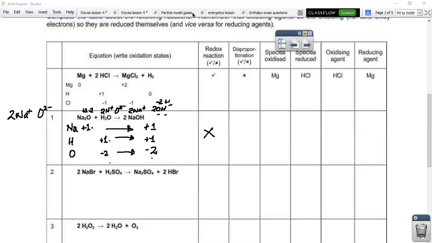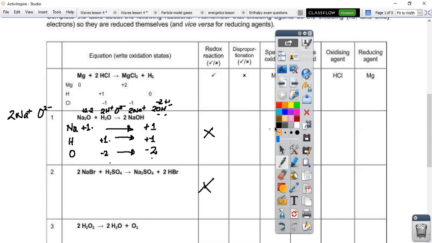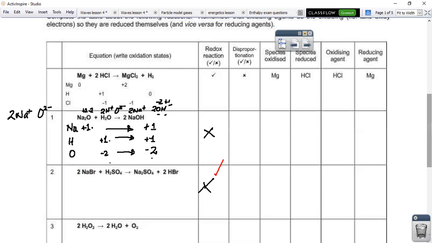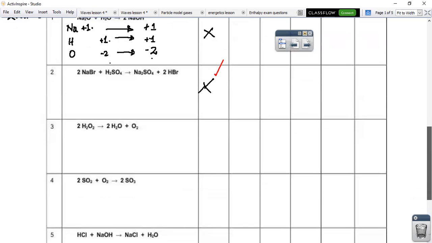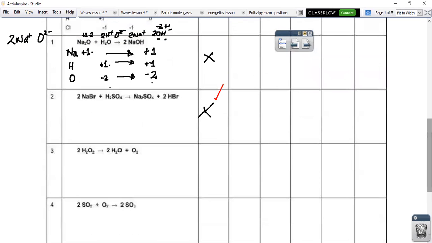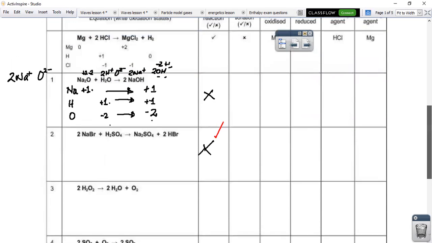Is this not a redox reaction? Well done, excellent, beautifully done. So do we take that one? Okay, and getting the idea. Now have a go at number 3.